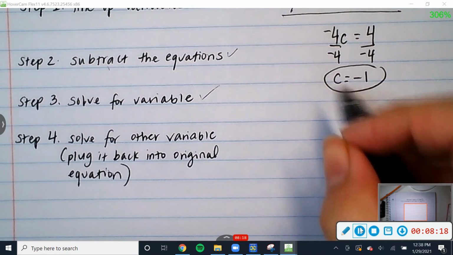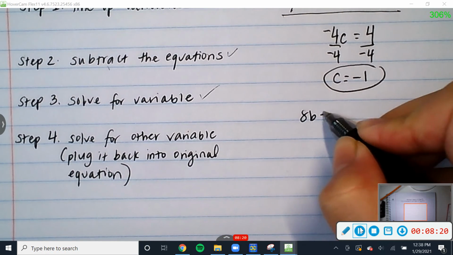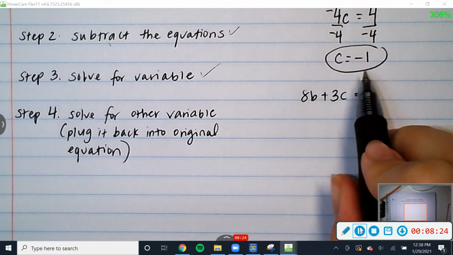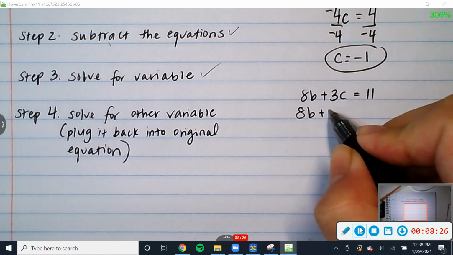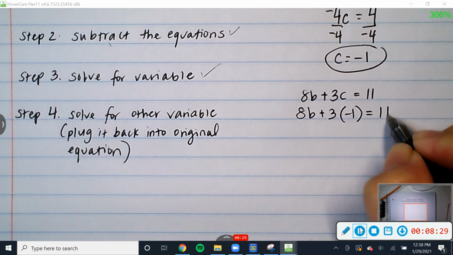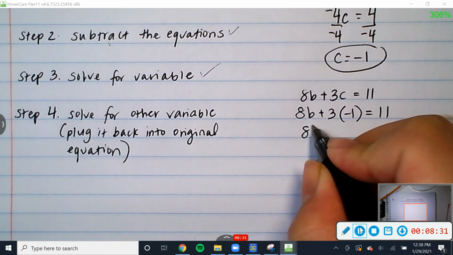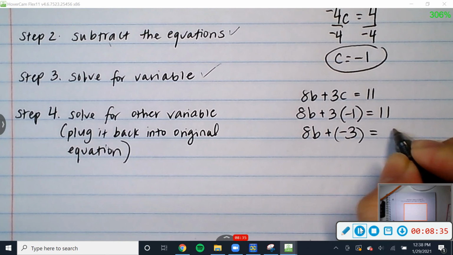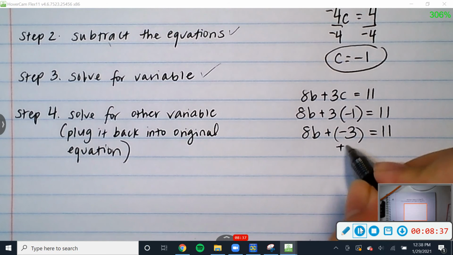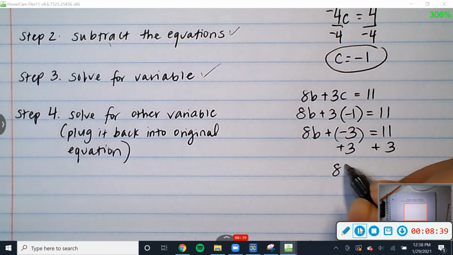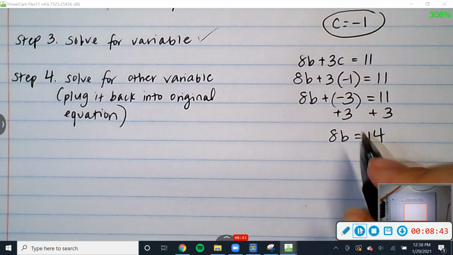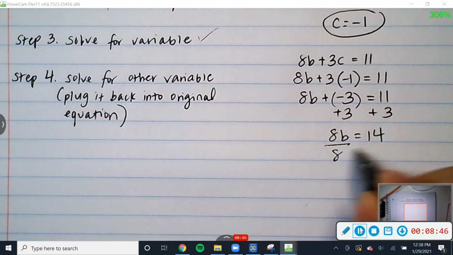So I'm going to write down that equation, 8b plus 3c equals 11, and I'm going to plug in what I got for c, so -1. So I'm going to plug in -1 into the equation, and now I multiply these together. 3 times -1, and then I'm going to add 3 on both sides. This gives me 14, and then I'm going to divide on both sides by 8.